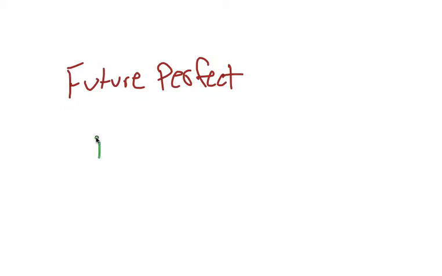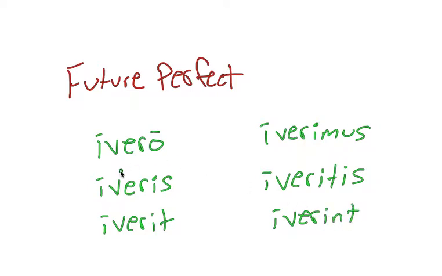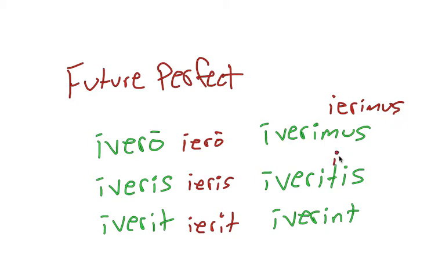Okay, and the same thing works for future perfect. So future perfect would be ivero, iveris, iverit, iverimus, iveritis, and iverint. Okay, or I could just take out all the v's, or just use the i. Iero, ieris, ierit, ierimus, ieritis, and ierint.